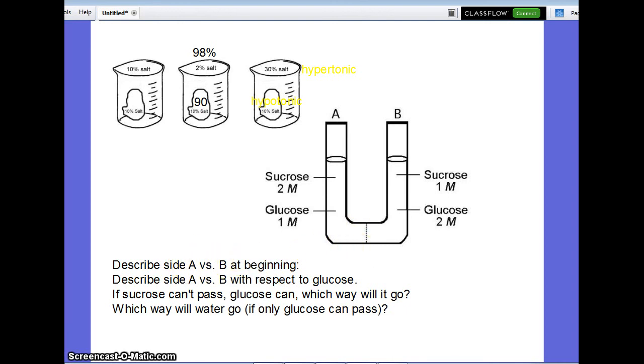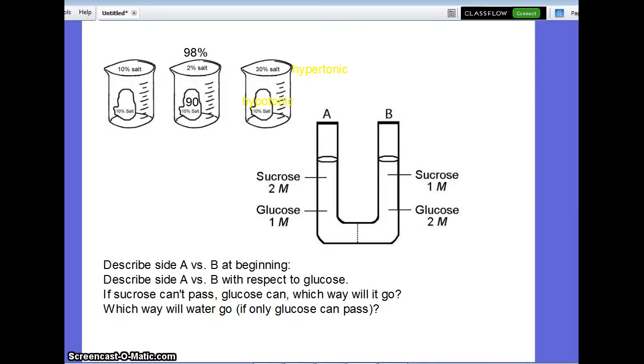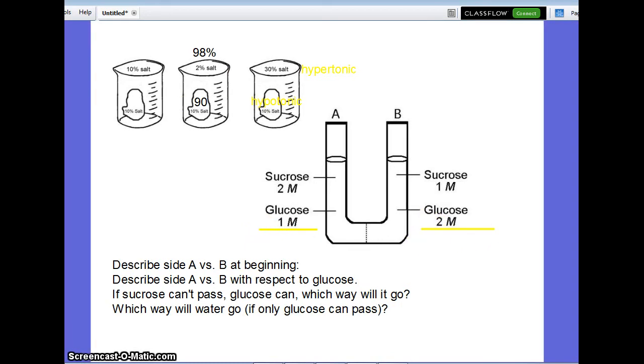To do that, all you've got to do is just look at A and B and total up the solutes on each side. So if we add up the solutes on the left and we add up the solutes on the right, we're going to see that each side has a solute concentration of 3 molar. And so therefore, the answer to this first question is that at the beginning of the experiment, it's isotonic.